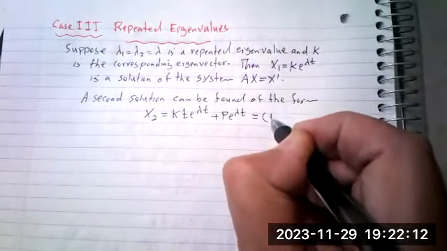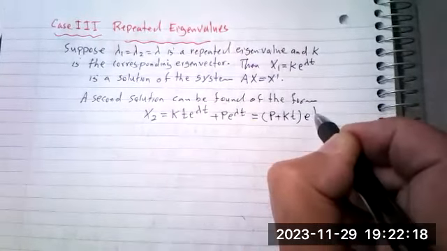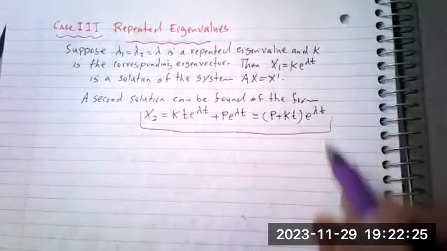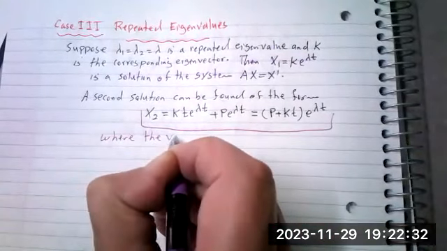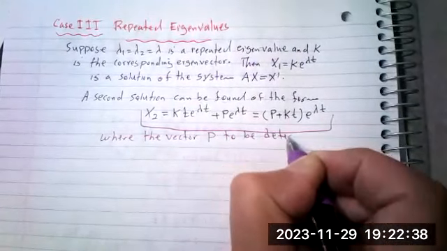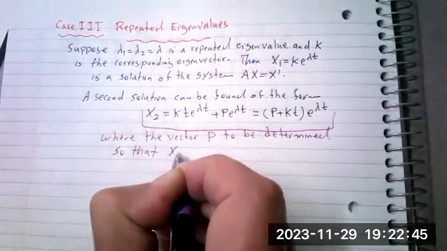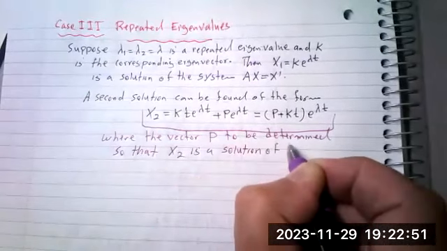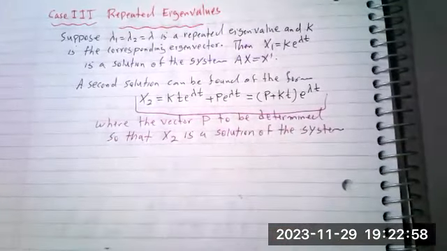If you factor out the e to the lambda t, it's going to be of this form: p plus k t, times e to the lambda t. This is our suggestion that the second solution is going to be of this form, where the vector p is to be determined so that x2 is a solution of the system. So we want to force the second solution to be of this form.